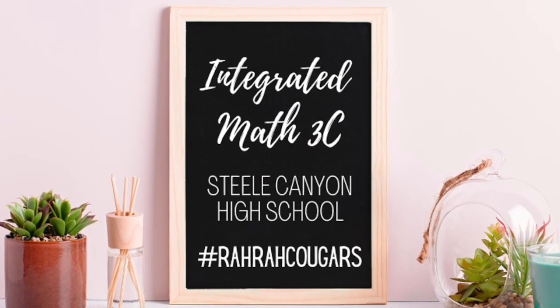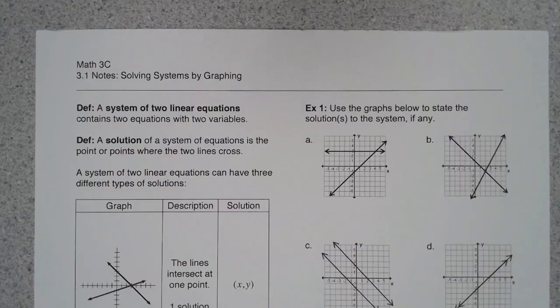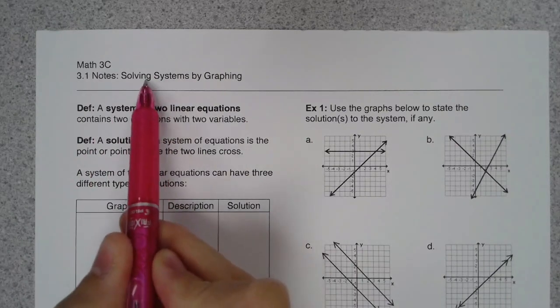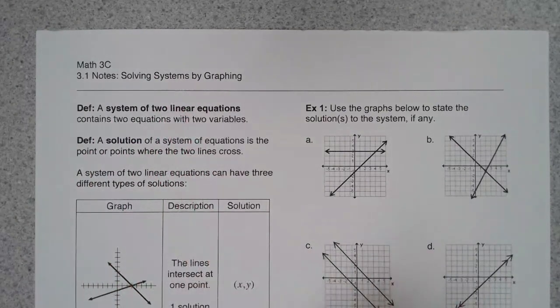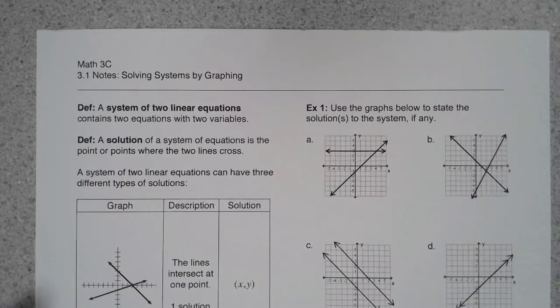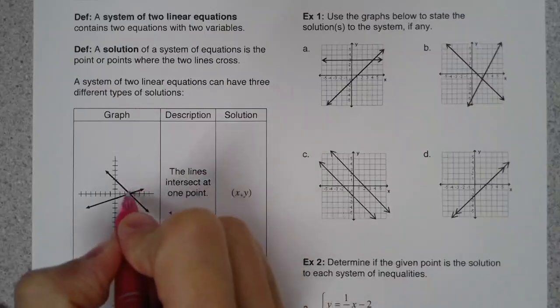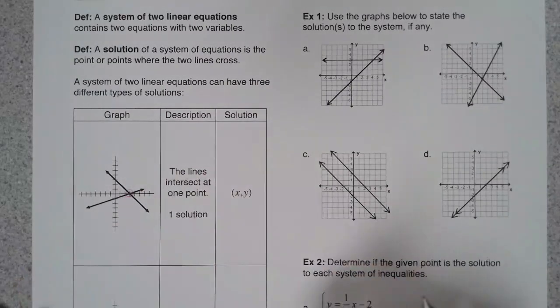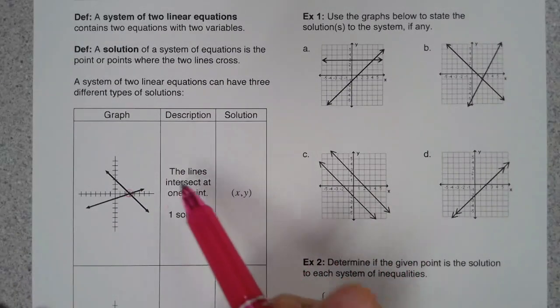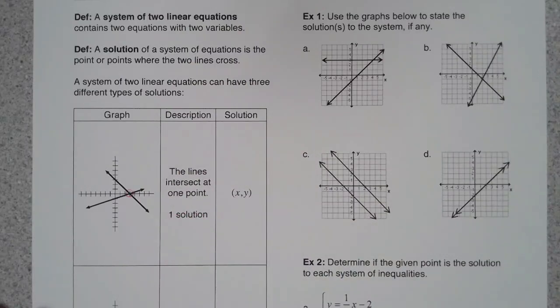All right, so the notes for 3.1 are about solving systems by graphing. For our class, when we talk about systems, there's always going to be two equations or two lines. And so when you have two lines, there's three different things that can happen. One of them is that the two lines can intersect at one point. And then the solution to the system is that point where the two lines intersect.